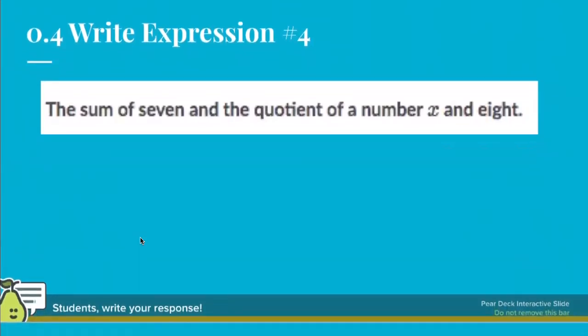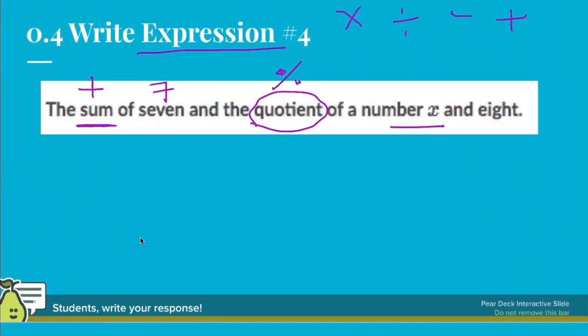Okay, the second objective is you're going to write expressions. What that means is I'm giving a statement and you're going to translate this into an algebraic expression. So this one is a sum. We know sum means plus. 7 and the quotient. Can someone put in the chat, or you can unmute yourself? Quotient, which operation is a quotient? Are we multiplying? Are we dividing? Are we subtracting? Are we adding? Division. Okay, so we know that's going to be division.